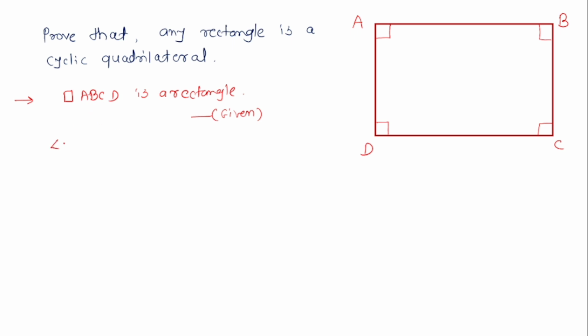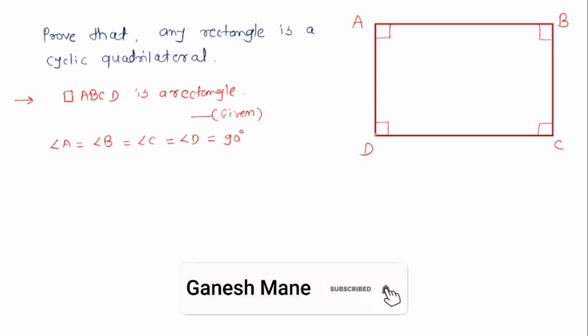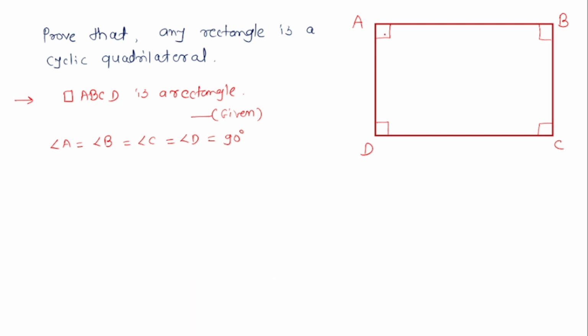Now as it is a rectangle, all the measures of angles, that is angle A, angle B, angle C and angle D are equal, and that is of measure 90 degrees, because all the angles of a rectangle are right angles. Now let us consider any two opposite angles of this quadrilateral, either A and C or B and D. If we consider angle A and angle C, as these are opposite angles of this rectangle, and add these two, the measure of angle A is 90 degrees plus the measure of angle C is also 90 degrees. So 90 plus 90 is 180 degrees.